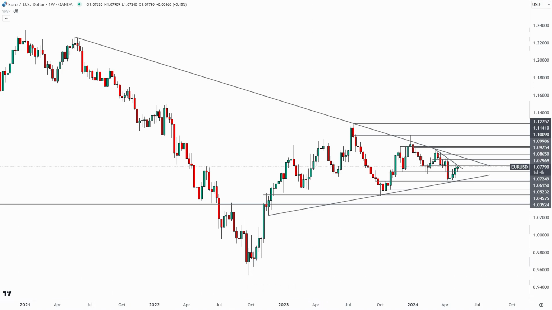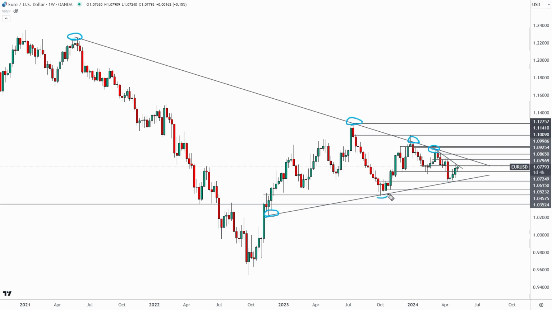Okay, so looking at the Euro USD, we're obviously seeing the market bounce today from 1.073, technically 1.0725, which we'll talk about in a moment. But I wanted to start here with the weekly time frame because this kind of outlines what we've seen over the past couple of years.